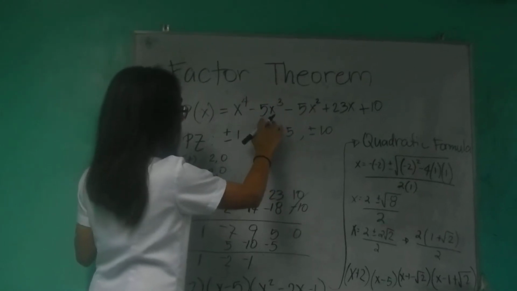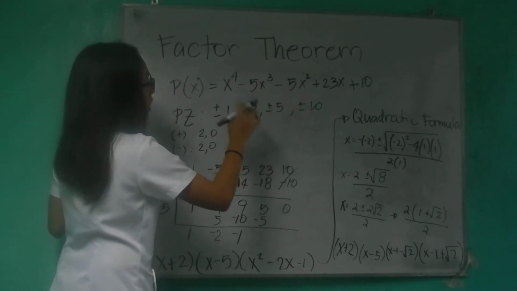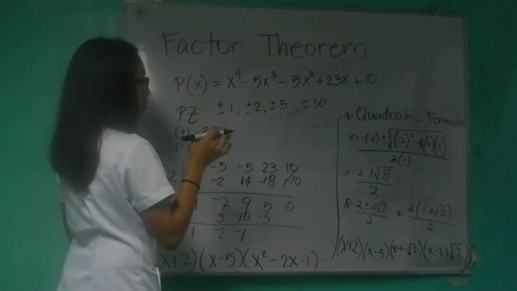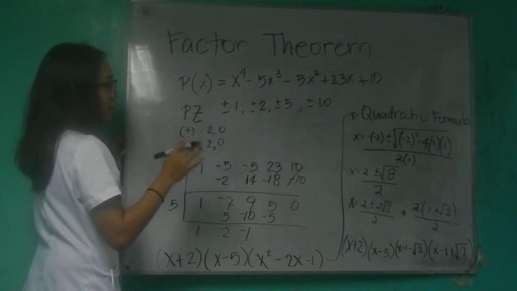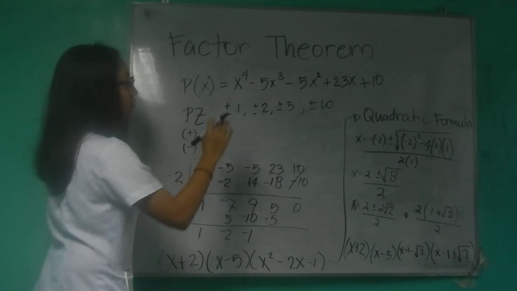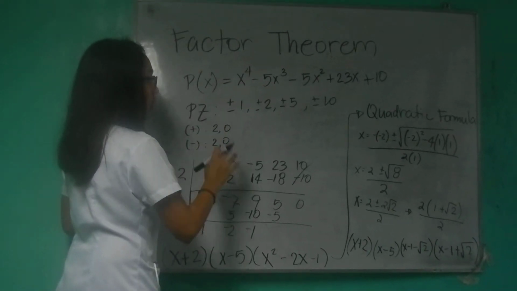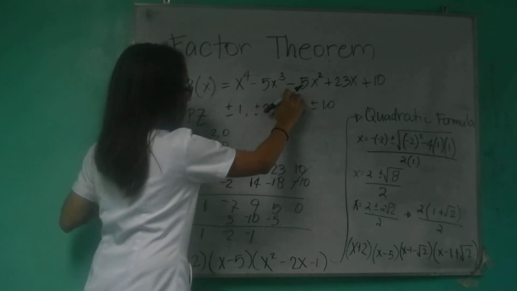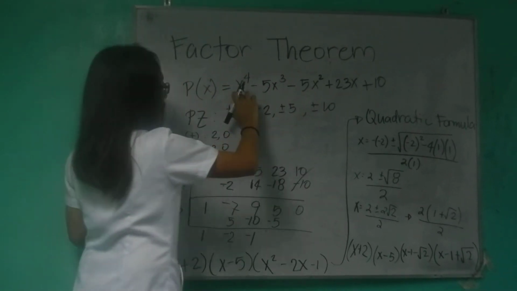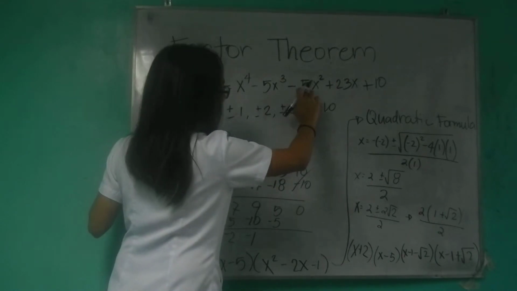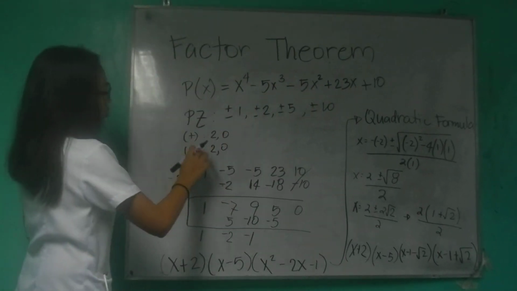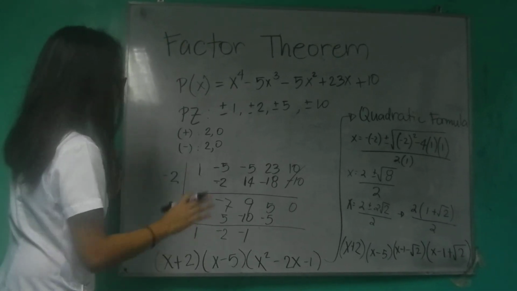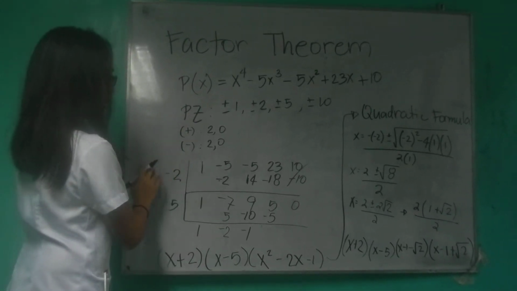So, for example, in 5x cubed, if x is a negative number, negative 5x raised to 3 would become negative 125. Then we multiply it to negative, that would become positive. So this is positive and this is negative. So we have one shift and we have another shift. So that becomes 2 and 0 shifts. After looking for the positive and negative shifts, we solve for the synthetic division.